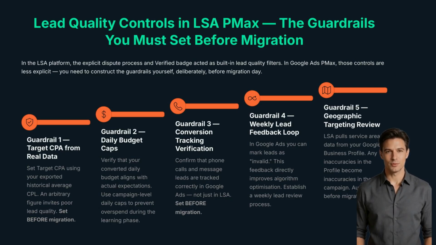Second, convert budgets correctly and verify them explicitly. Weekly to daily is division by 7, and then double-check that the setting in Google Ads reflects your intention before the campaign goes live. Third, establish conversion tracking in Google Ads for phone calls and messages before your migration date. If Google Ads isn't tracking your leads independently of the LSA system, the algorithm has no conversion signal to optimize against after migration.